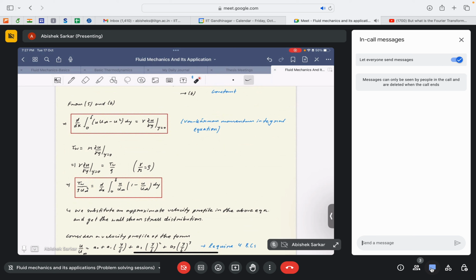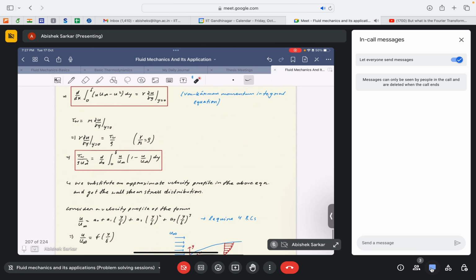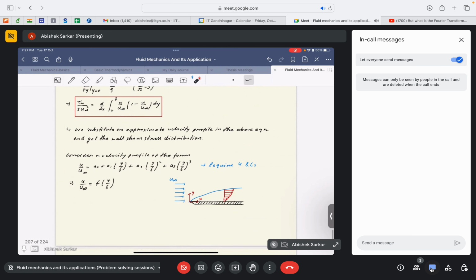And if we substitute the form of the velocity profile in this equation, then we can easily get the shear stress distribution. That is what is actually needed to calculate the drag force that acts on the surface of the body, or the flat plate in this case. So again, this method is quite elegant if you see it that way.